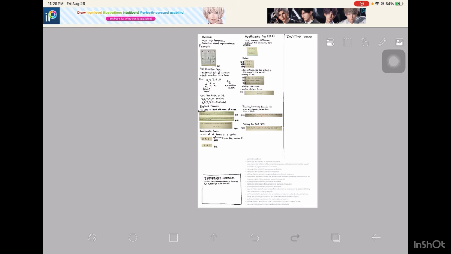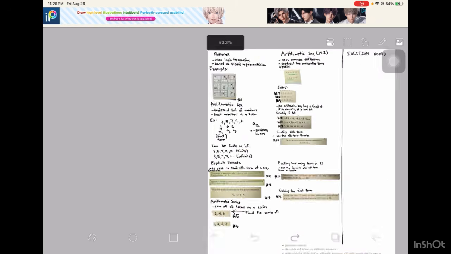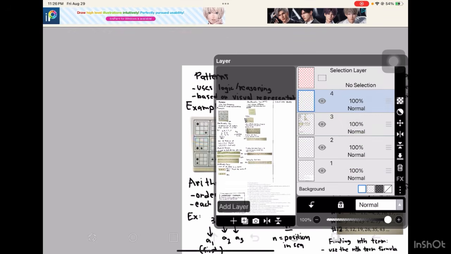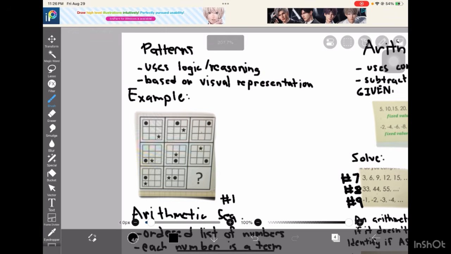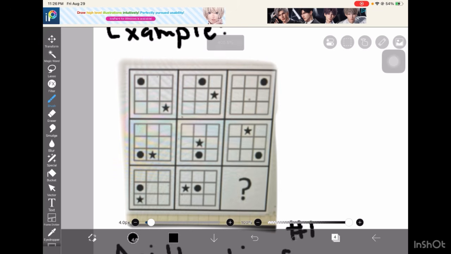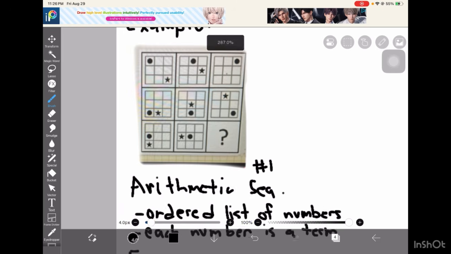Good evening, everyone. Today we're going to start with patterns. So, let's begin. Patterns just use logic and reasoning, and they are based on a visual representation. Most patterns, when you see them in the exam, will be something like this. There are usually no numbers involved, otherwise that would fall into our other sequences. So let's analyze our first problem.